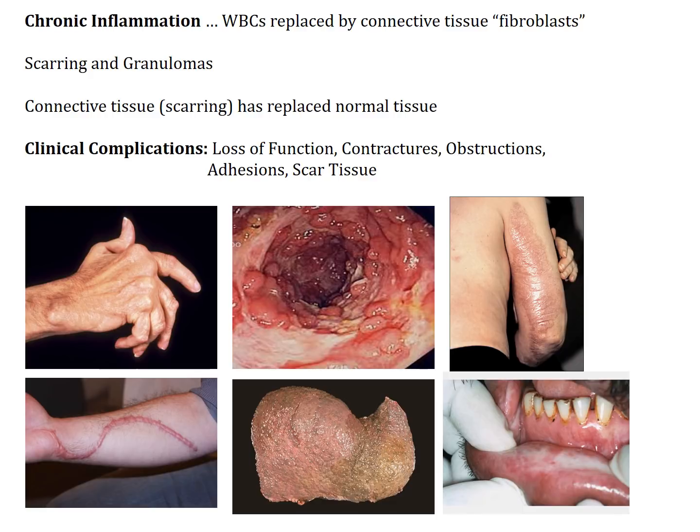Cirrhosis. Yeah, very good. A lot of different things can lead to cirrhosis of the liver. One of the most common is alcoholic cirrhosis. We'll talk about alcoholic cirrhosis in the GI unit as well.